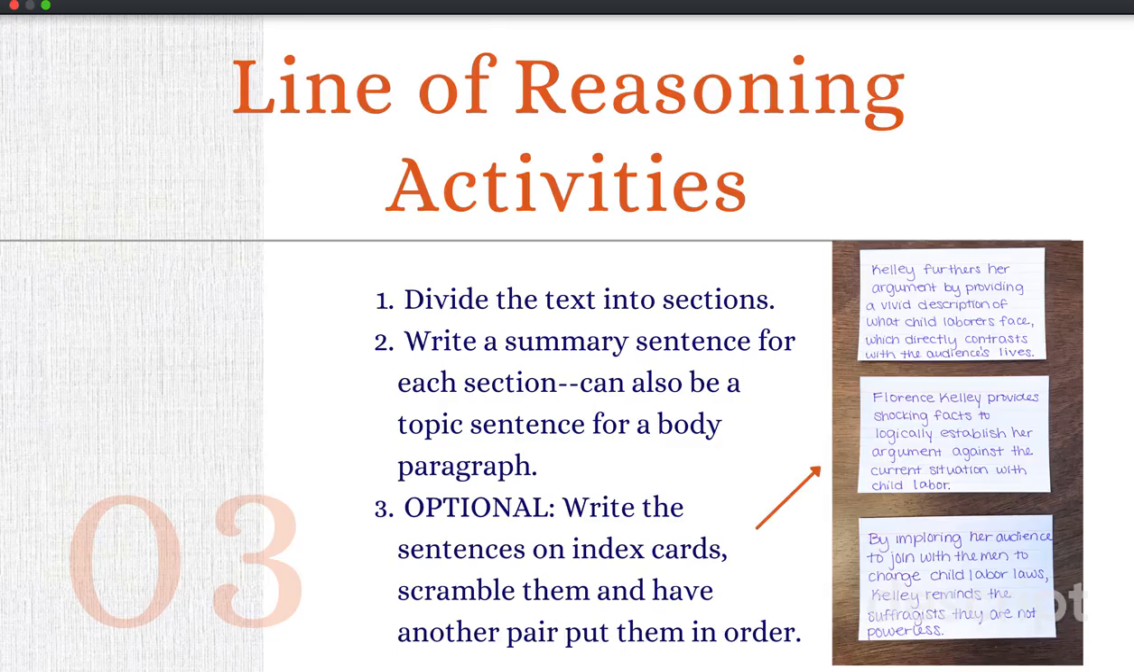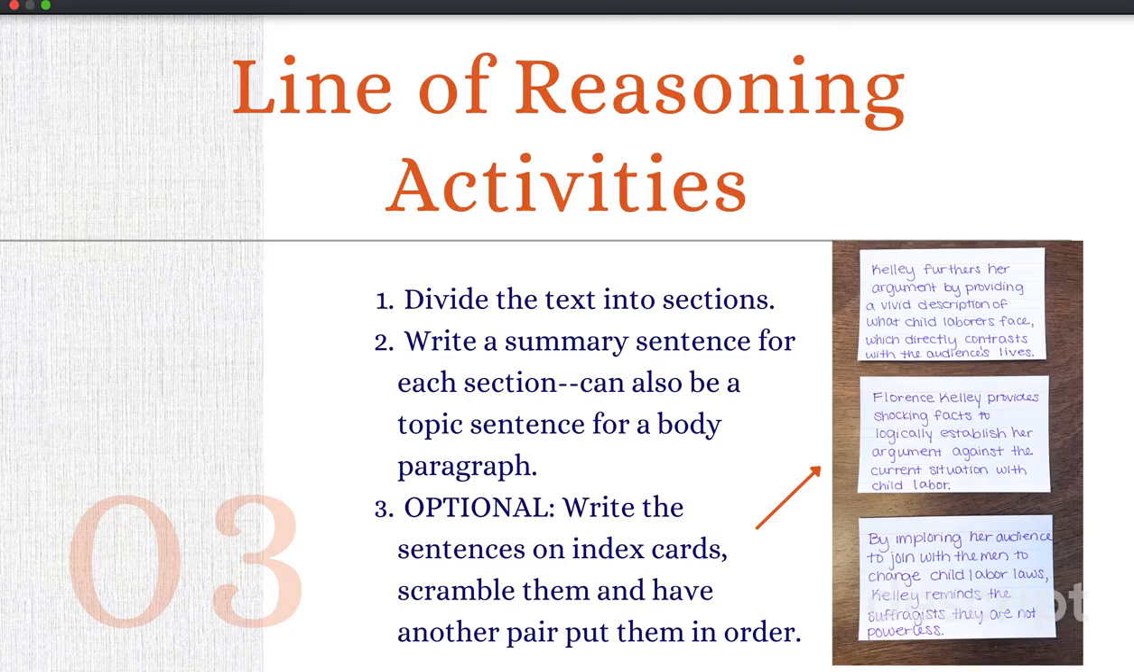The third and final activity I have for you guys involves line of reasoning. So you could do this with pretty much any text that you're using for rhetorical analysis. What I have my students do is I have them divide the passage chronologically into sections. I want them to follow the author's line of reasoning. So sometimes it'll be 3 sections, sometimes it'll be 4. I let them decide how many sections that they feel there are. Then what I have them do is I have them write a summary sentence for each section.